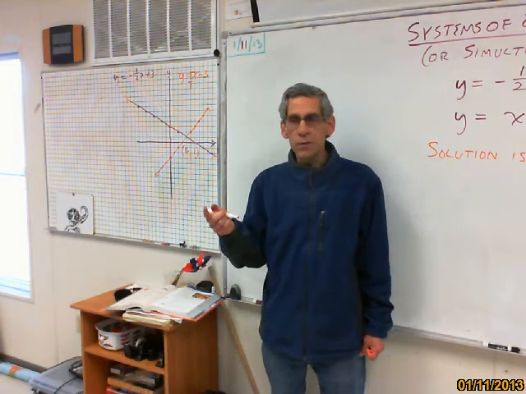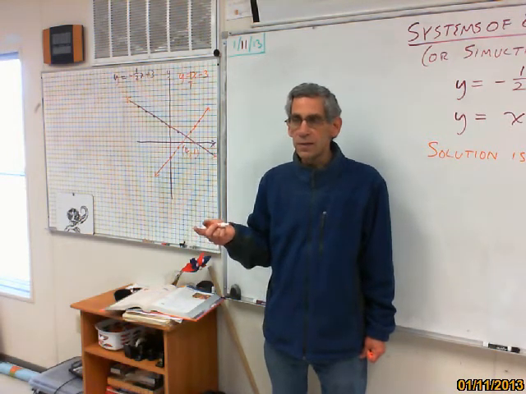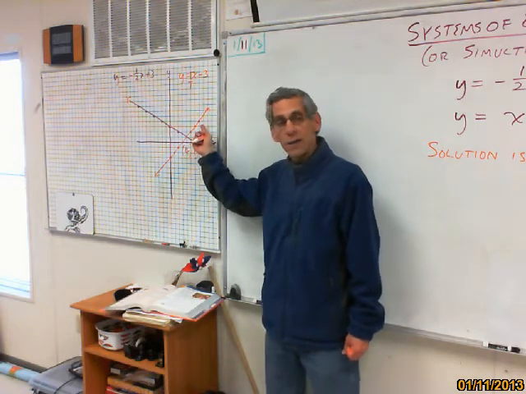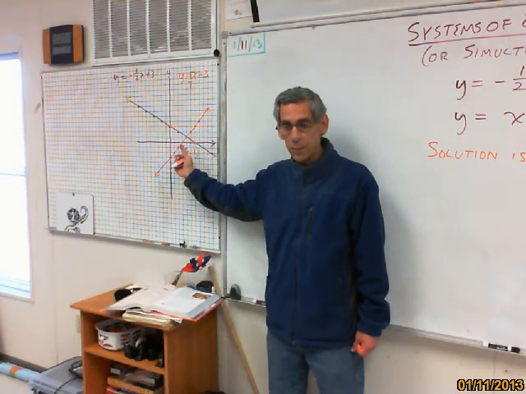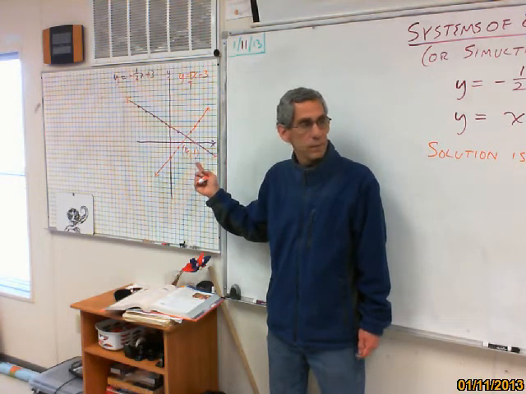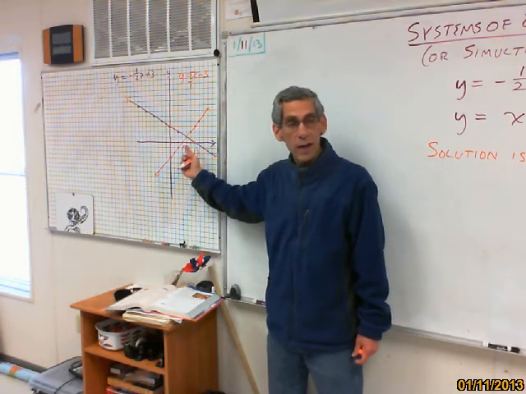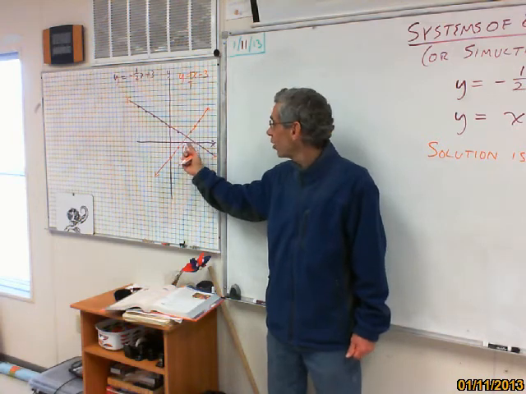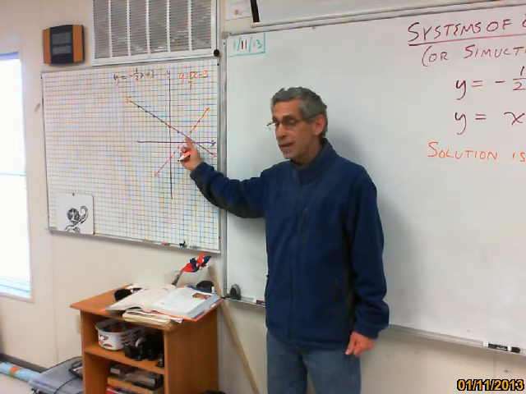The problem with graphing is that number one, if you're not very accurate, you won't find that point very accurately, and then it'll be wrong, right? And the other problem with graphing is the point is not always right on where they intersect.